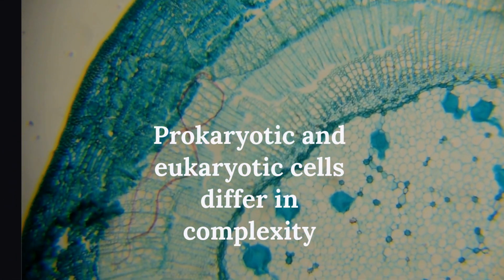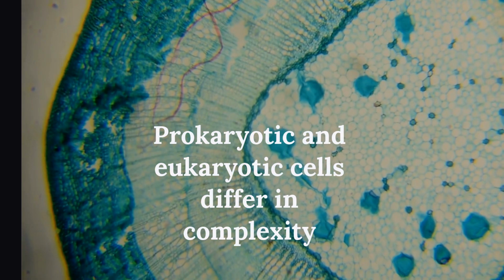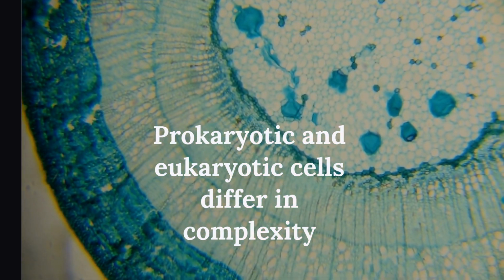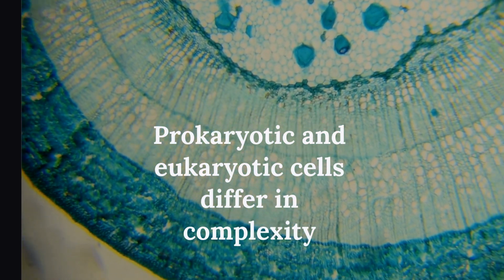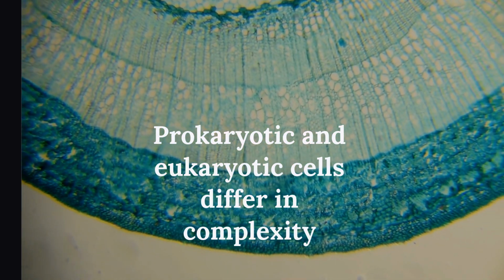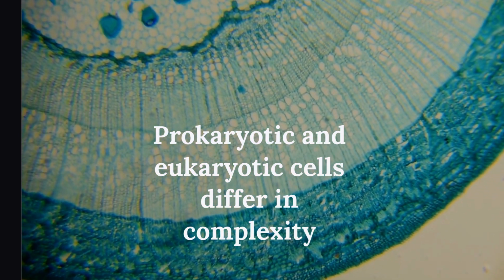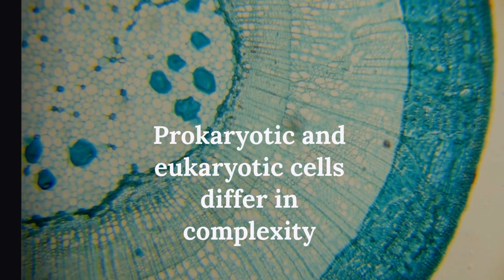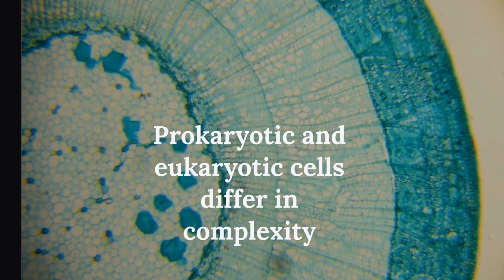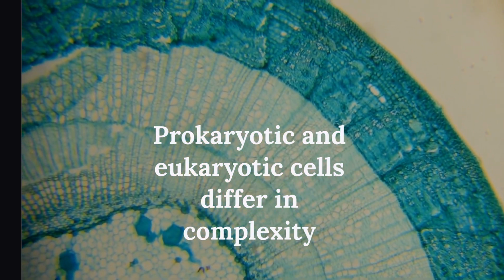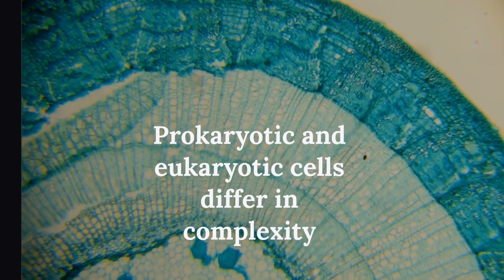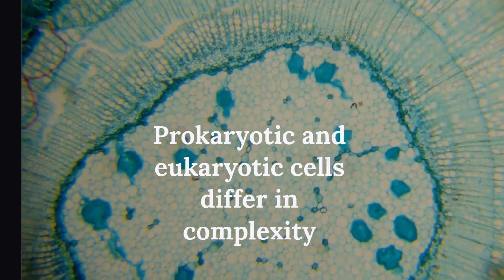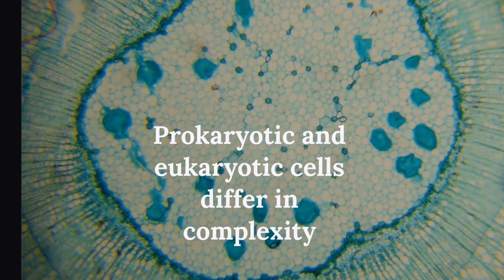Prokaryotic and eukaryotic cells differ in size and complexity. Prokaryotic cells lack a true nucleus and membrane-bound organelles. Eukaryotic cells have a defined nucleus and numerous organelles. Both cell types share basic structures like ribosomes and cell membranes. These differences are crucial for their respective functions.